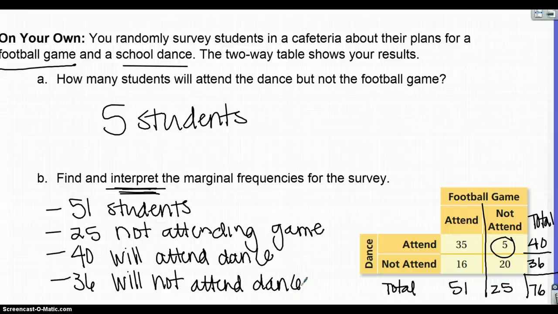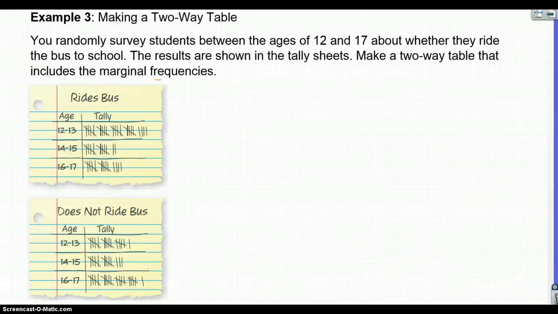And I also guess you could say, 51 students will attend the game. Should have been up here. And how many students overall? There were 76 students overall. So that would be interpreting the table.